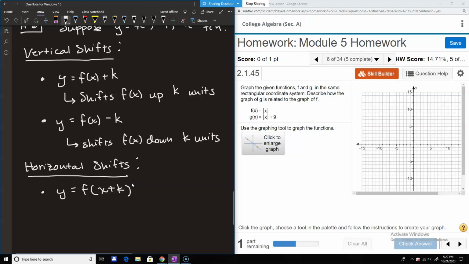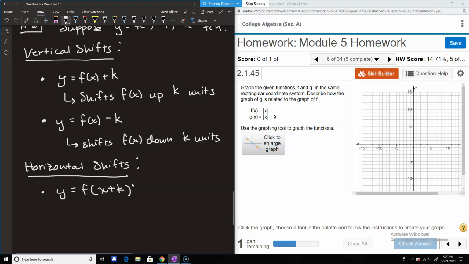Yeah, so you would think to the right because we always think of positive as being to the right. But here's the issue. It's actually going to shift it left k units. And let me try and explain why. If you think of your starting position as f of 0, right? If you just have a normal function f of x and you want to find the y-intercept, right? You plug in 0 for x. That's how you get the y-intercept.